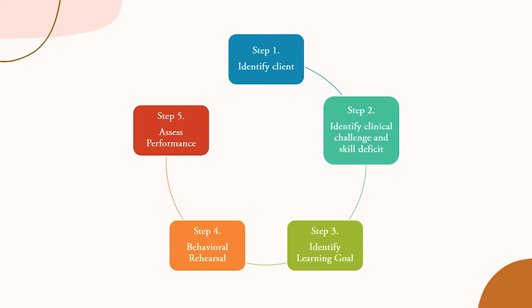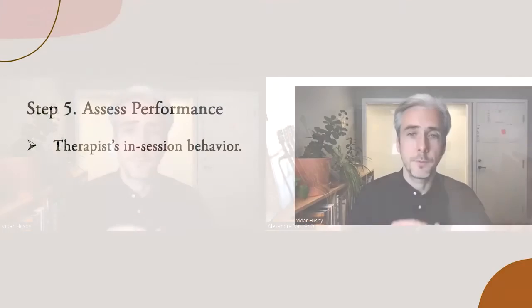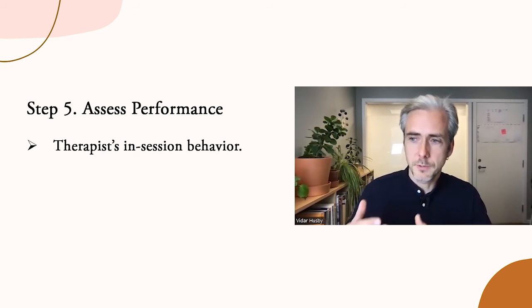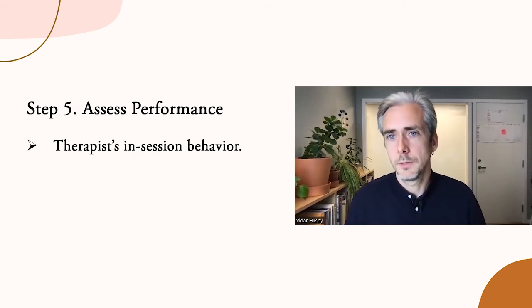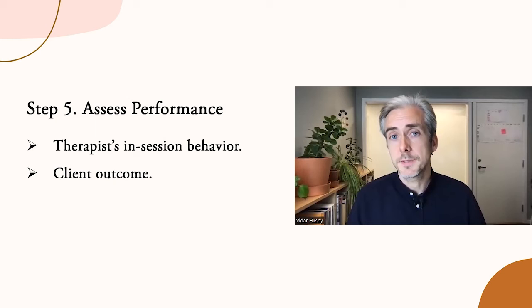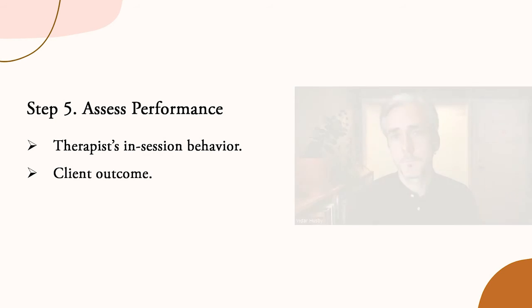The fifth step of deliberate practice is assessing performance. Now, we have done a bunch of behavioral rehearsal, and we want to see if our rehearsal reaches all the way to the client. So there's two things that we want to assess. The first is the therapist's in-session behavior. Did it change? Do you master the skill that you have been rehearsing to be able to do? The second thing we want to assess is the client's outcome. Is the client benefiting from your practice?